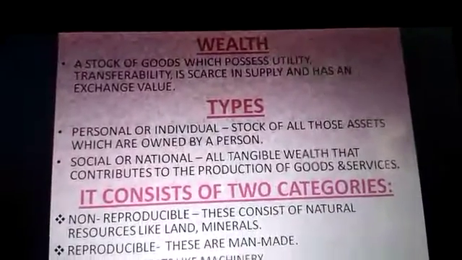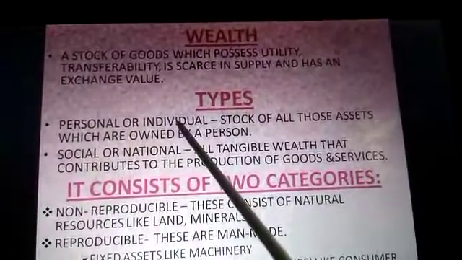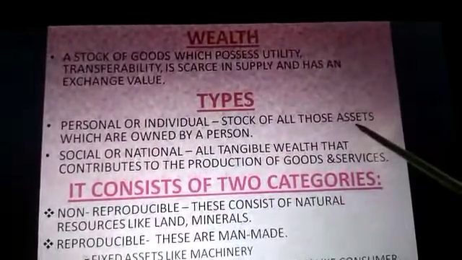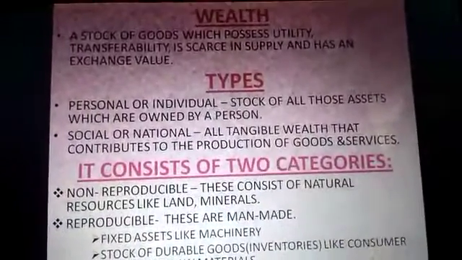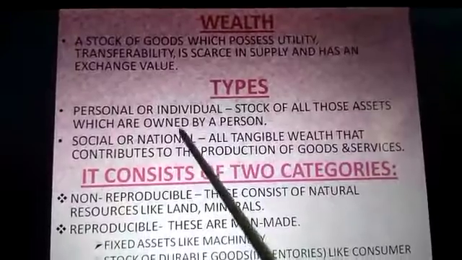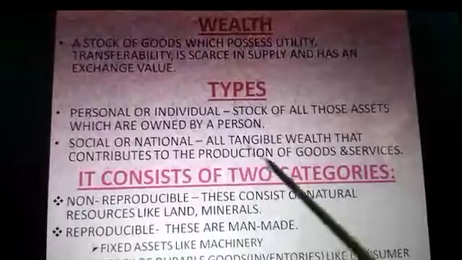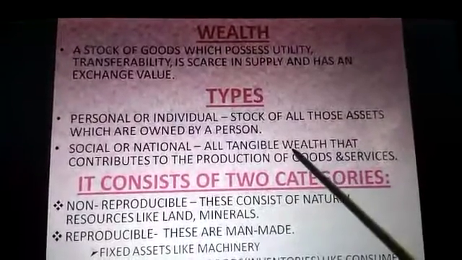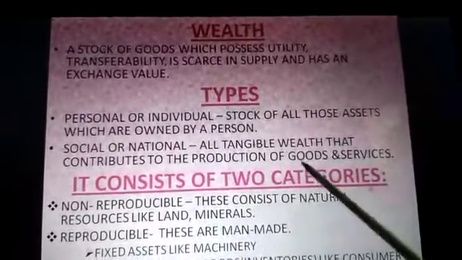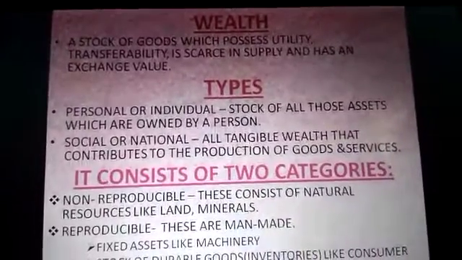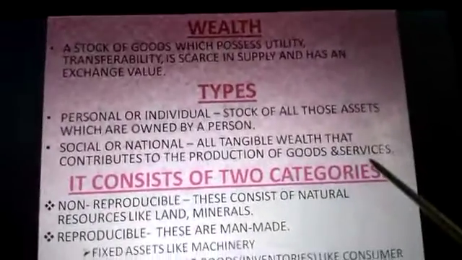is termed as wealth. Wealth is of two types: personal or individual. Your house is your personal wealth. It is the stock of those assets which are owned by one individual. Your car is your personal wealth. Social wealth or national wealth, all that belongs to the country, is termed as social wealth. For example, roads used for transportation. These are tangible wealth which belongs to the whole country and which helps in production of goods and services. Like roads will help in transporting raw materials, hence it is considered useful for production of goods and services.